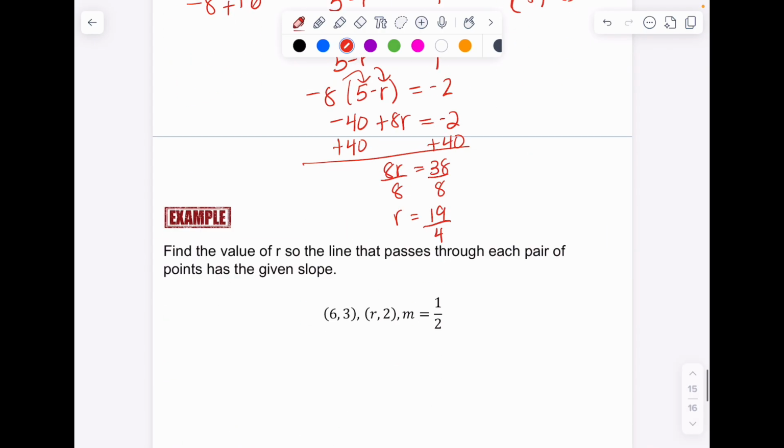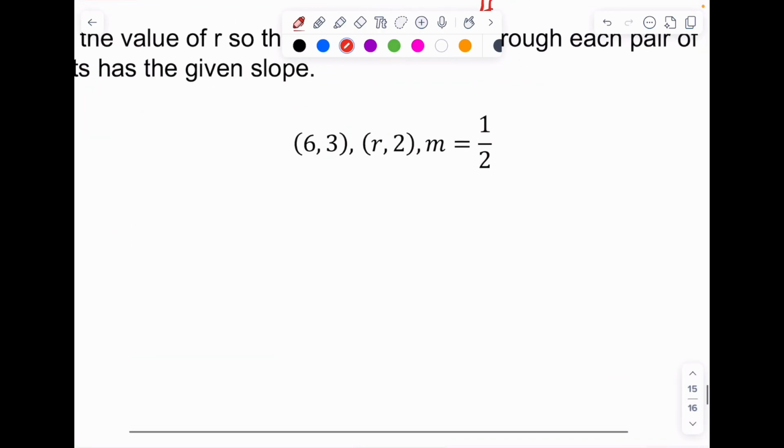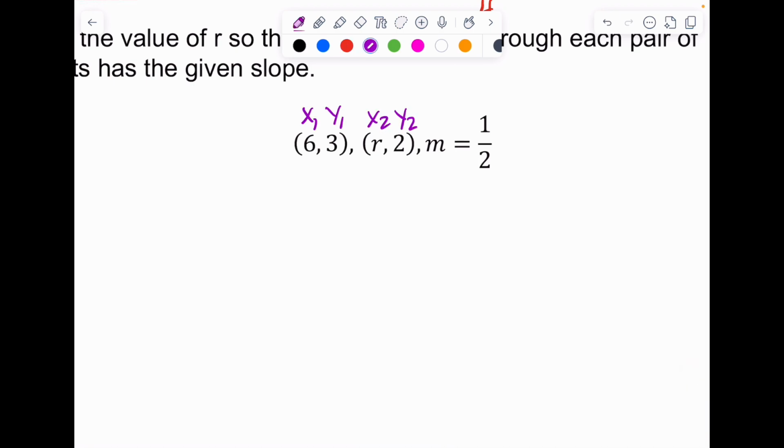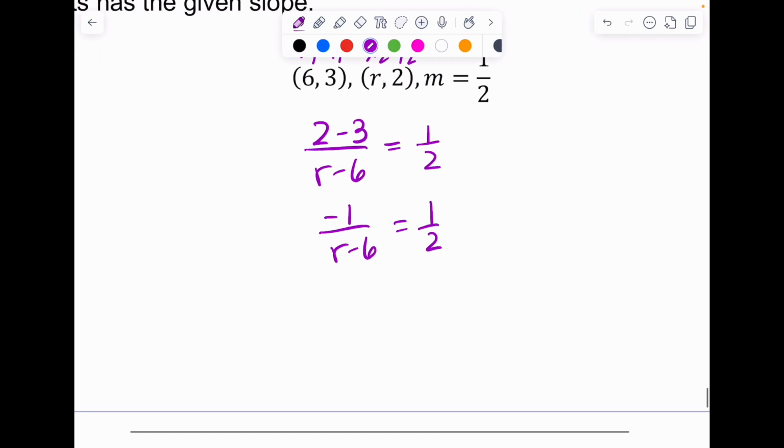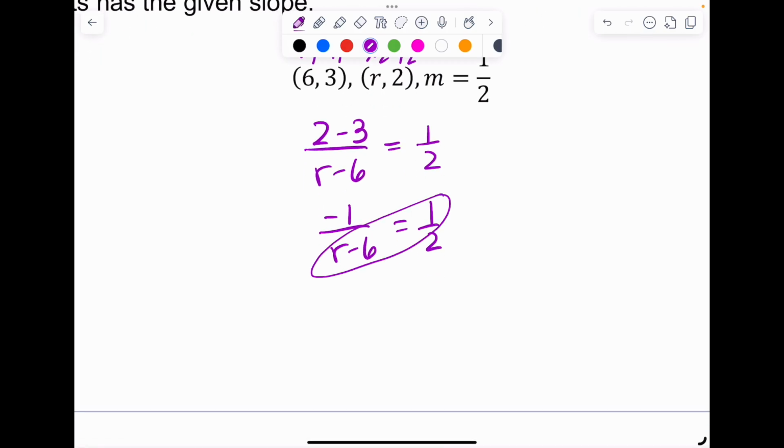Let's do it one more time. Okay. So again, we have our x1, our y1, our x2, our y2. 2 minus 3 over r minus 6 has to equal your slope of 1/2. Well, 2 minus 3 is -1. And I'm going to use cross products to solve my proportion. R minus 6 is equal to -2. And when I add 6 to both sides, I get 4.